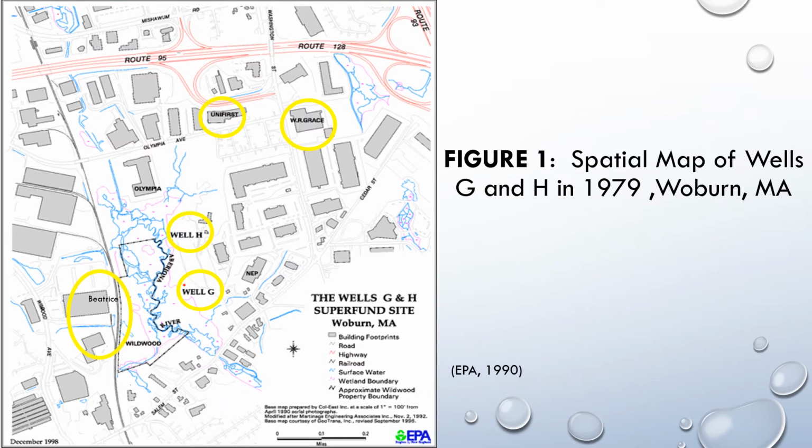So as you can see here in figure 1, this is a spatial map of wells G and H alongside the 3 industrial plants that were suspected of contaminating these wells. So on the left you can see Beatrice, on the top you have UniFirst and W.R. Grace, and these were the suspected sources of contamination for wells G and H. And this is taken from the EPA in 1990.